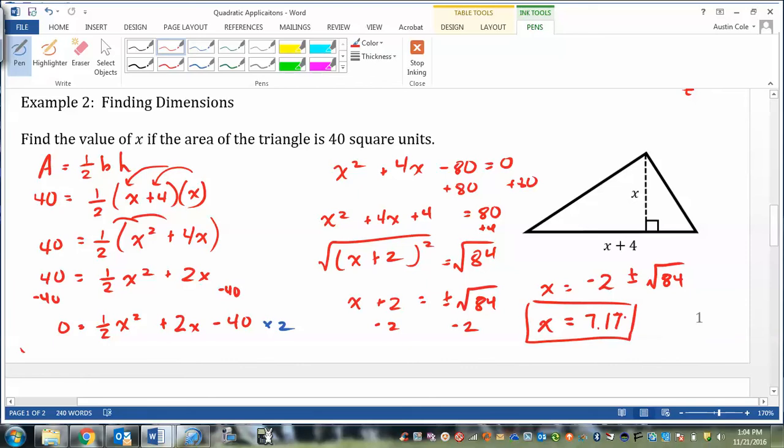Now again, we want to check our answer? Absolutely, let's do it. This is 7.17. This is 11.17. Take 7.17 times 11.17 times 0.5, and hopefully we get something very close to 40. Do it. Times 0.5, because it's half. Our formula is half times our base times our height. 40.04, so it's really close, but again, that's because we rounded. Questions there at all?